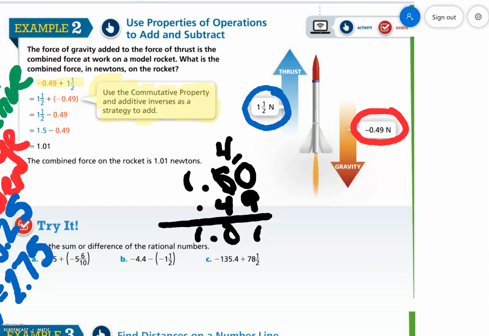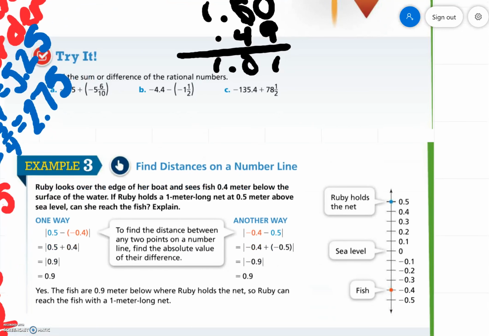Try it. Find the sum or difference of the rational numbers. Okay, I want you guys to do this one on your own. Pause the video and we'll come back to check on it. Okay, hopefully you're finished. We've got part A.